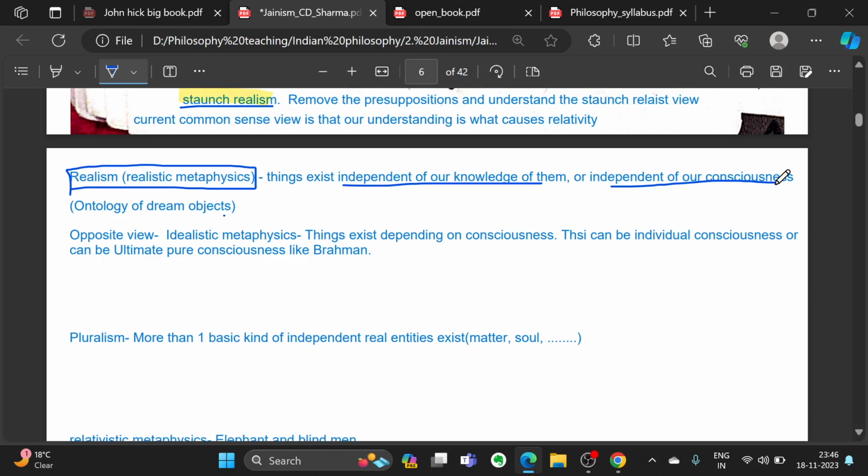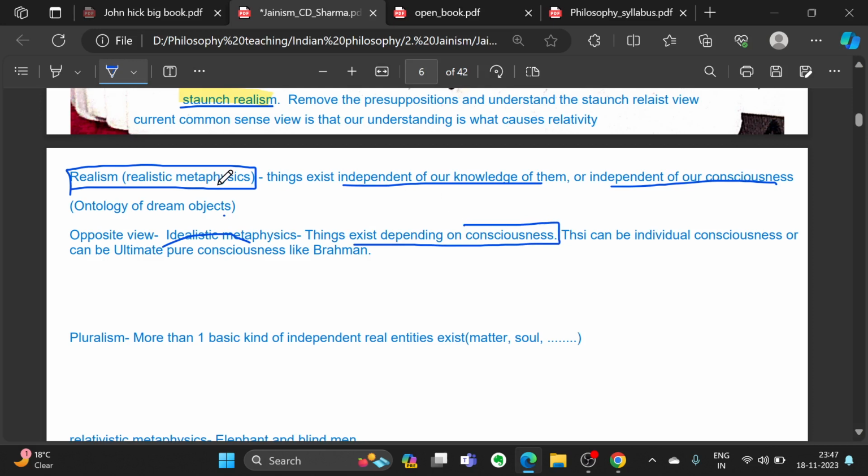We have seen this in a previous chapter as well, when we were talking about Advaita Vedanta, that their metaphysics was idealistic. What was idealistic metaphysics? That there existed a pure consciousness, Brahman, and everything in this world, including the objects which you see, like the table in your room or the chair on which you are sitting, they are derived from the consciousness. Consciousness is what is primary, right? Such metaphysics is idealistic metaphysics because things exist depending on consciousness. Consciousness is what is primary according to them.